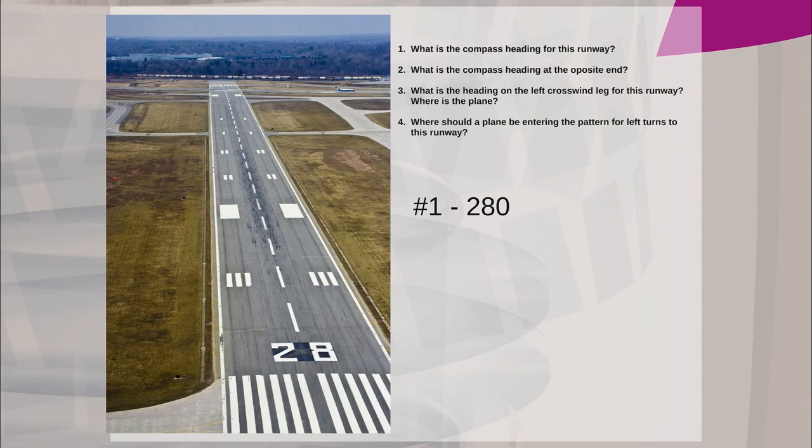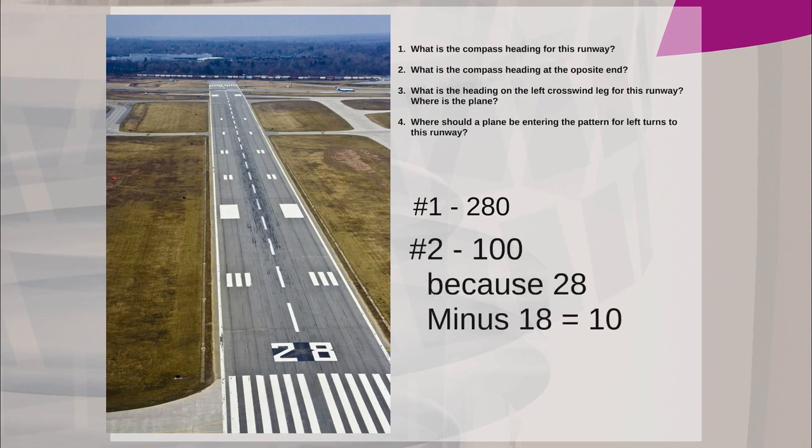So how do we figure out what's the compass heading at the opposite end? Well, we're going to subtract 18 from the 28. If you were subtracting it from 280, it would be 180. But since we're going to subtract it from the 28, we're going to take 18 away from it, and so you get 10. So if the opposite end is 10, then you add the 0 back, and the heading itself would be 100.